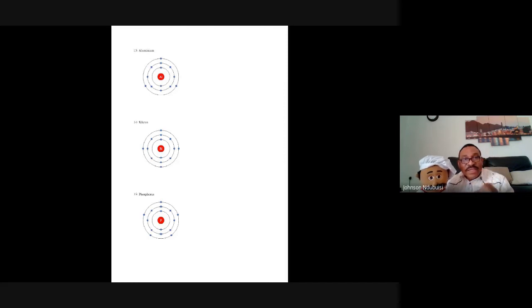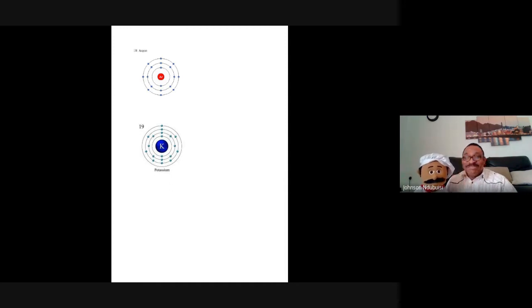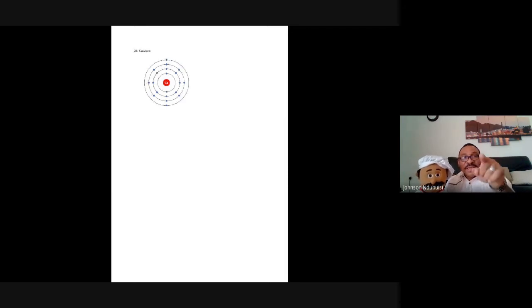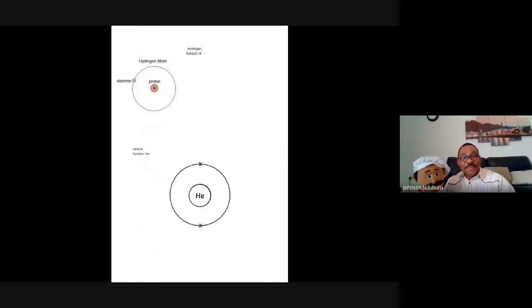Number 14 is silicon. Number 15 is phosphorus. You can see phosphorus there, and it's got chains of electrons around it. Yeah, number 15, phosphorus. And number 16, sulfur. Number 17, chlorine. Number 18, argon. Well done, Luigi. And number 19 is potassium, and the 20th is calcium. Well done, good boy. Okay, I'm going to teach you how to remember these 20 elements.